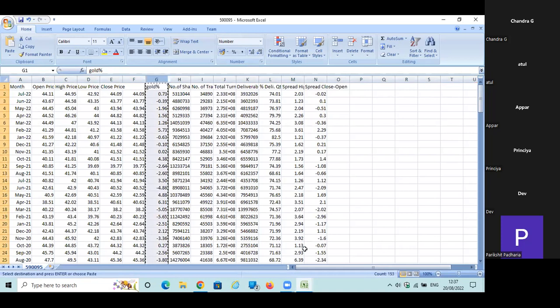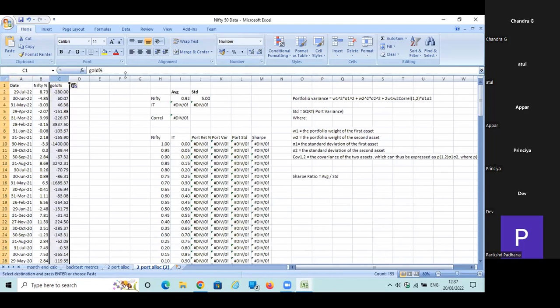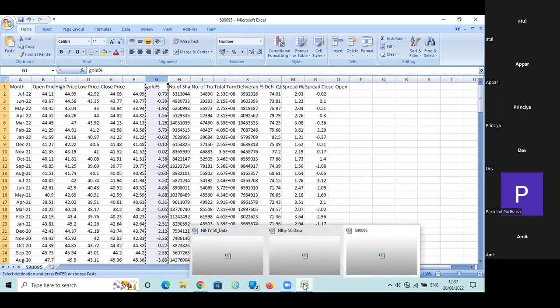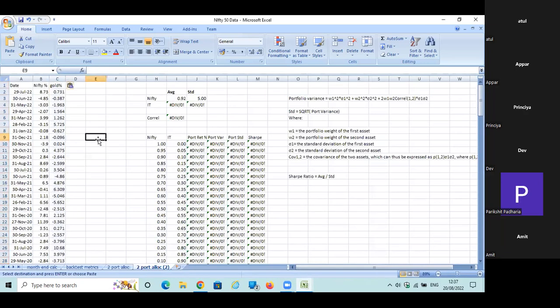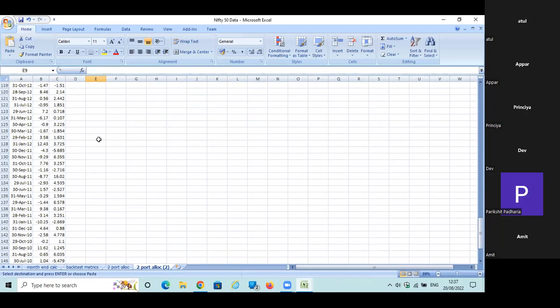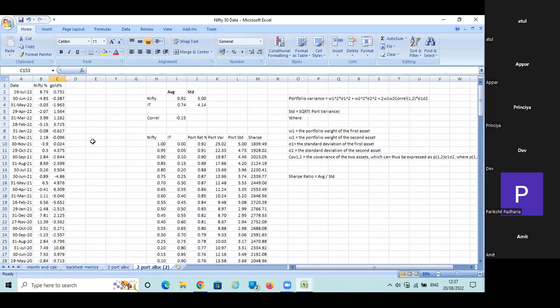Get that, copy, and paste it in IT as values. No, as values. Is it correct? Just check once more. Yeah, come down. It's giving error because it has excess data. Delete all that data. The div by 0. Now change IT to gold.